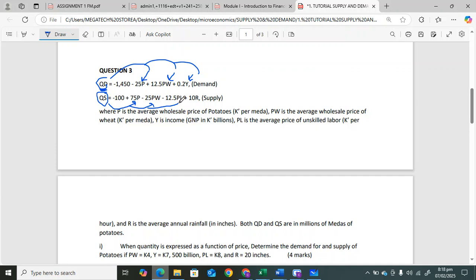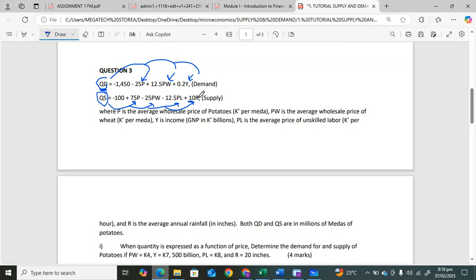PL is the wages of unskilled labor, which is the price of unskilled labor, which is basically the wages. And R is the inches of rainfall. Okay, so quantity supplied is dependent on these four factors. Colleagues, any questions before we move further?